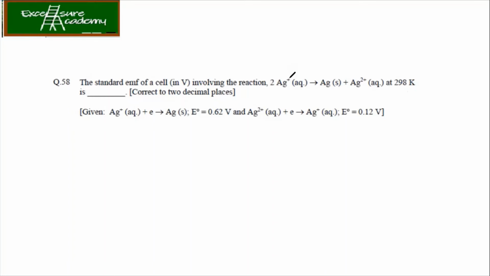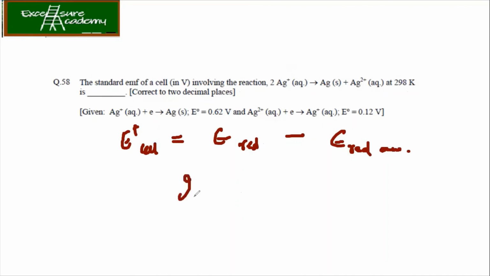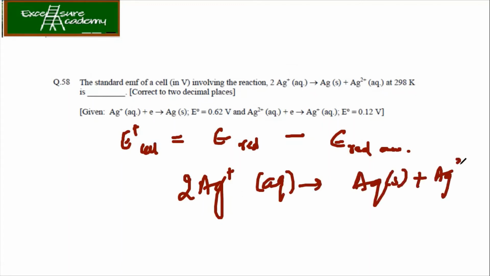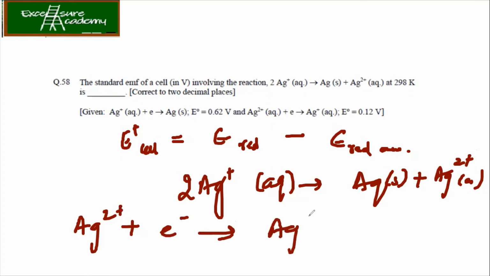So we have got the formula over here. E cell is given as E of reduction cathode minus E of reduction anode. So using this equation, which is given as 2Ag plus, given as Ag plus Ag 2 plus X. For here, we can also write Ag2 plus plus e minus gives Ag plus. Here E is equal to 0.62 volt, right?